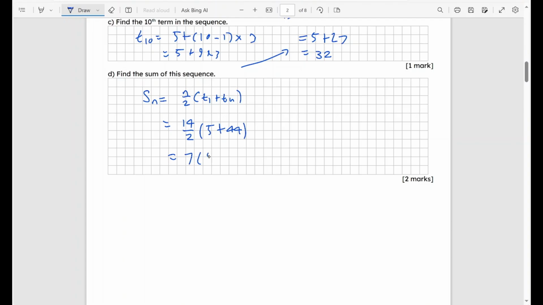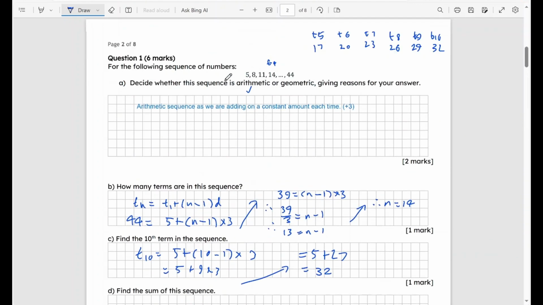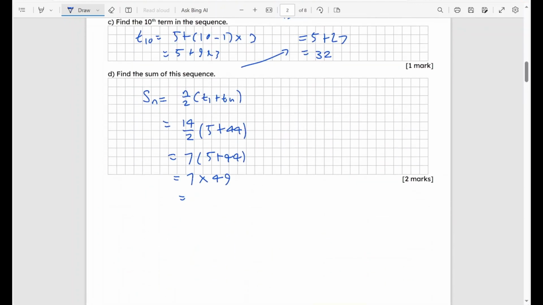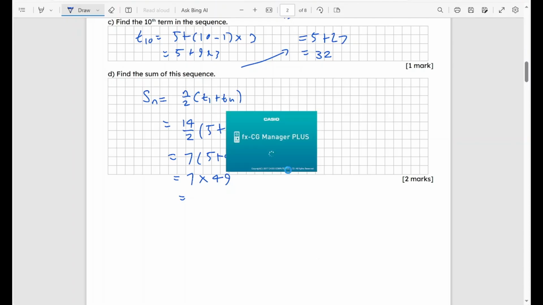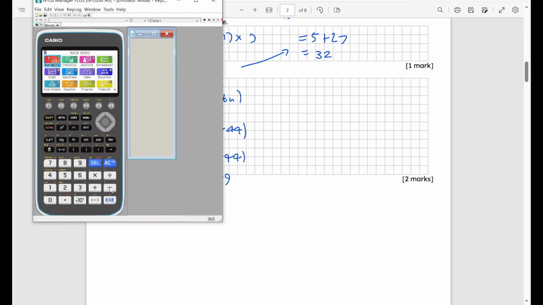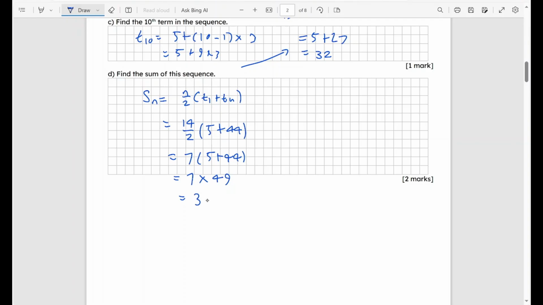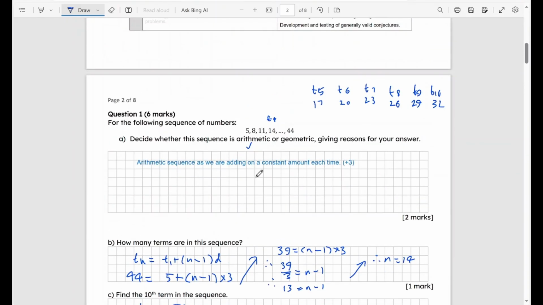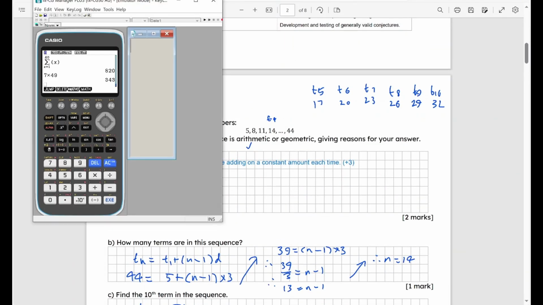So that is 7 lots of 5 plus 44, which is 7 times 49, which is quite a big number actually. Seven times 49 is 343. Now, if you want to get extra fancy and double check this on a calculator, you can actually do it in the summation mode.